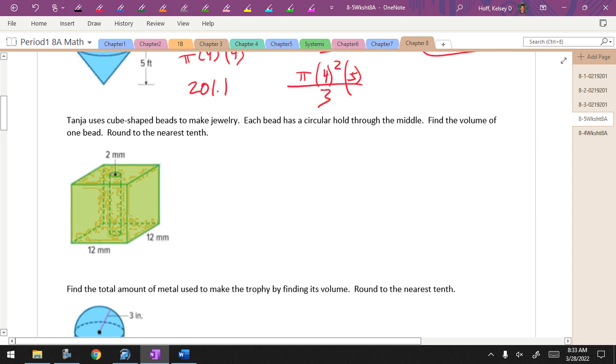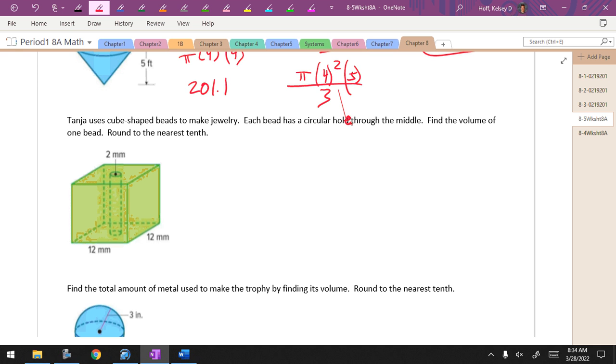Tanya used cone-shaped beads to make jewelry. Each bead has a circular, that should say, hole through the middle. Find the volume of one bead. Round to the nearest tenth. What's different about this shape than the last one? Inside. It's inside. What does that mean?